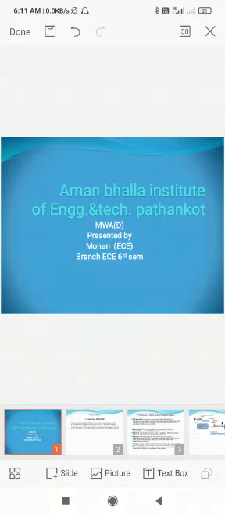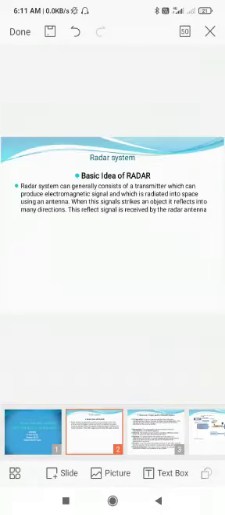Good morning, students. Today's topic is the radar system. The basic idea of the radar system.